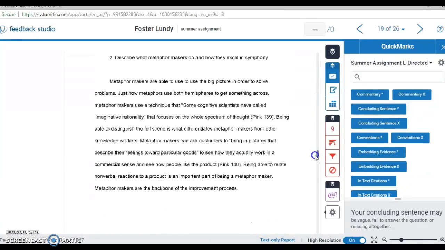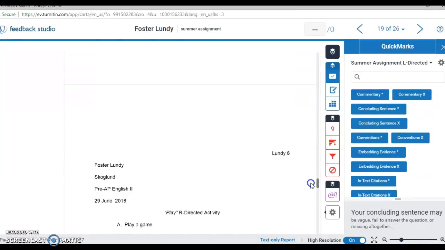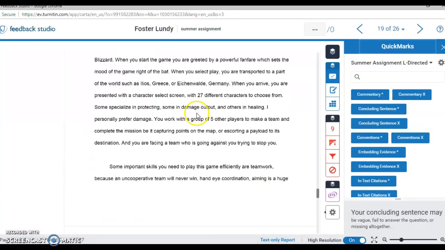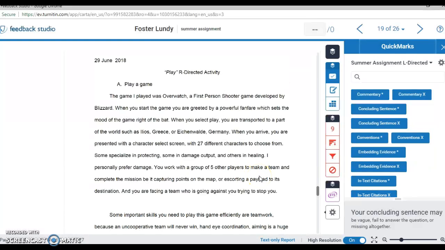Keep that up. And then I did want to talk about your R-directed activities. I thought those looked good as well. And I especially liked your play activity. My husband plays a lot of Overwatch, so I'm somewhat familiar with it. But what I liked that you said is that you had to use a lot of teamwork. I think that's something that's really important in play, and probably the reason that play is going to become so important in the future. So I was just kind of reflecting on that piece of your assignment.